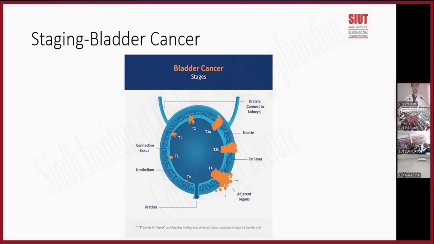T4 is when it crosses the bladder wall to the adjacent organs of the pelvis.